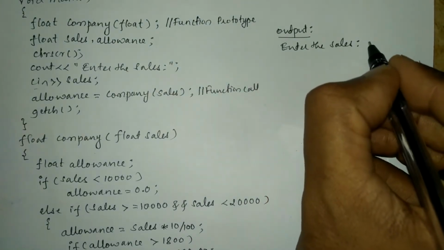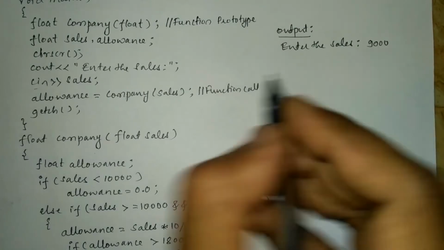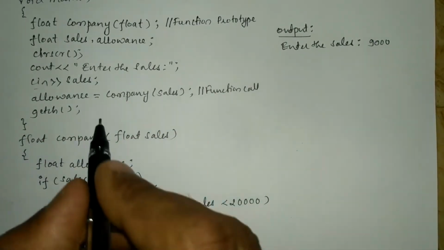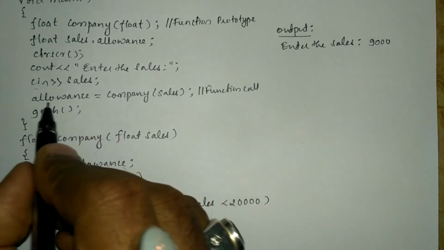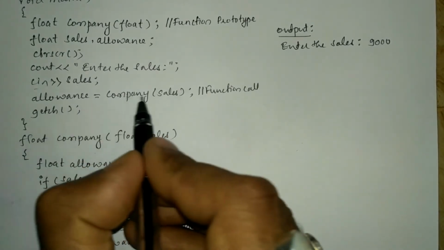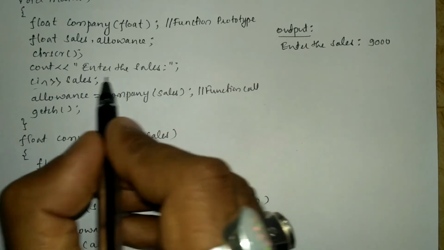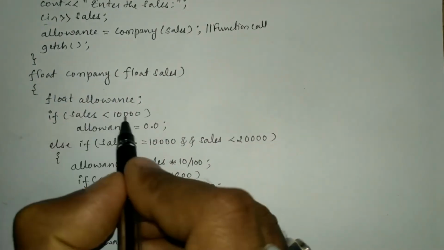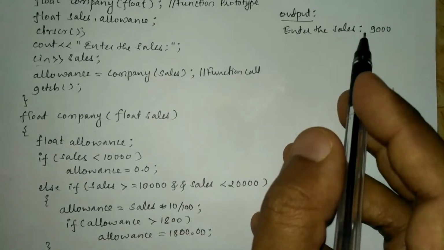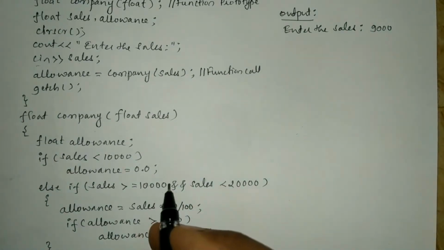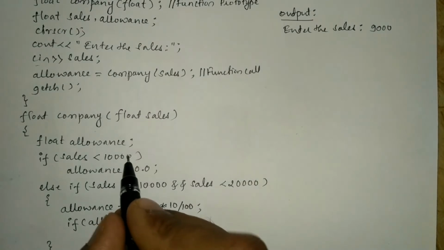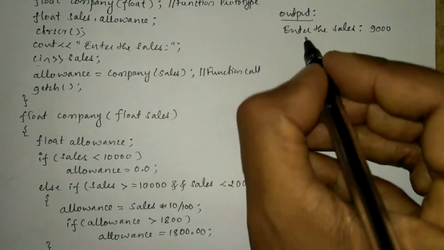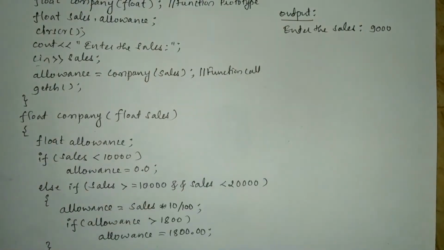For example, I'm going to enter 9,000. So sales variable is holding 9,000. Next, here you can see we have got a function call. When the compiler encounters this function call, immediately control jumps to the function definition, and it is going to check if sales is less than 10,000. Yes. 9,000 is less than 10,000. Yes, it is true. Once it is true, then the allowance is set to value 0, that is 0.0.